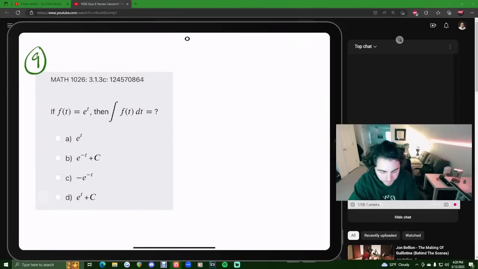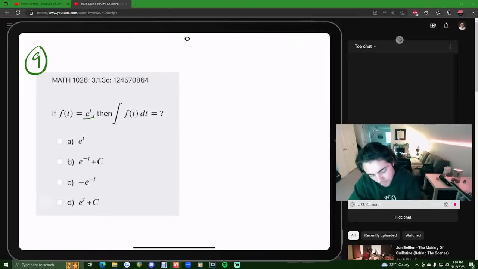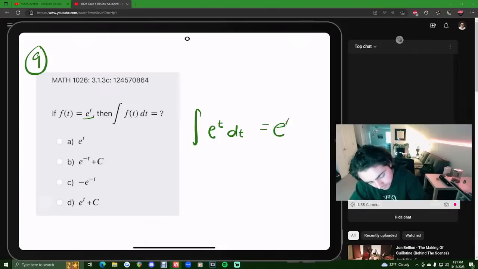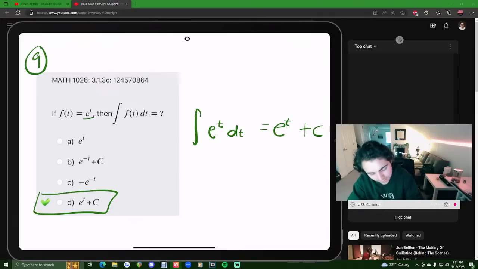Let's do number 9. Number 9, we have this function e to the t, and they ask what is the antiderivative or the indefinite integral of e to the t. Now, e to the t was special, right? We knew back when we learned the derivative for e to the t that its derivative was just e to the t. So, if you're finding the antiderivative of e to the t, it should be no surprise that it's e to the t plus c. Don't forget to add plus c. So D is our answer here.